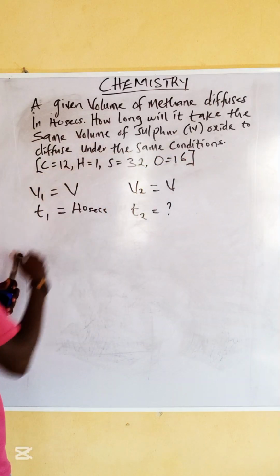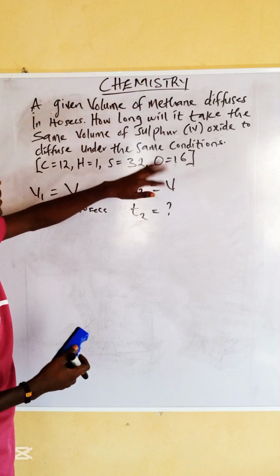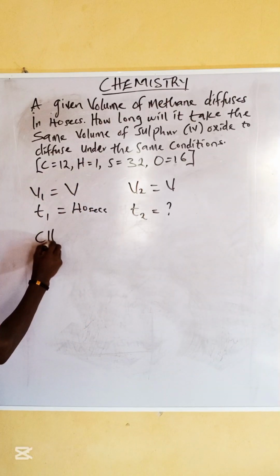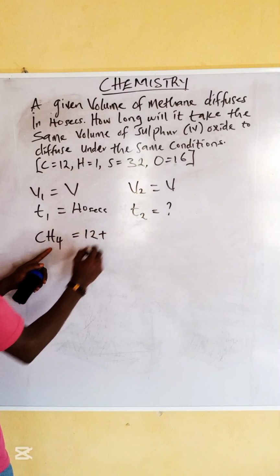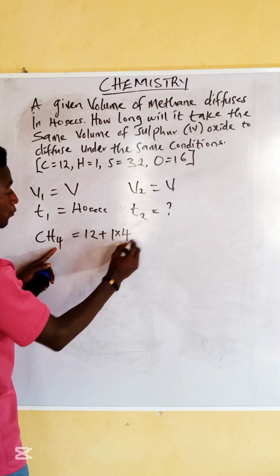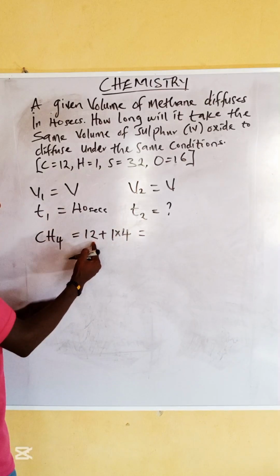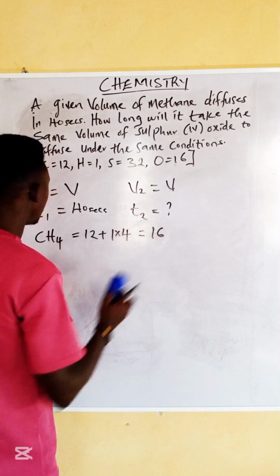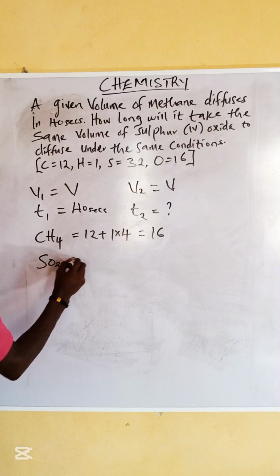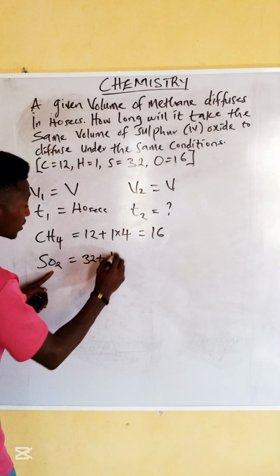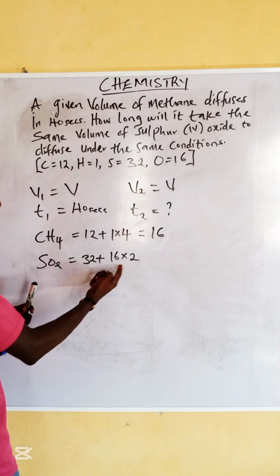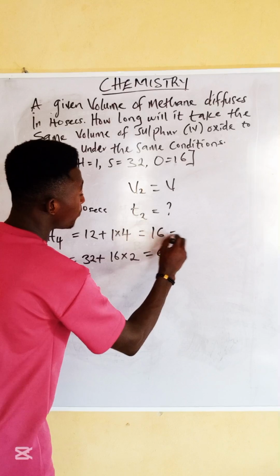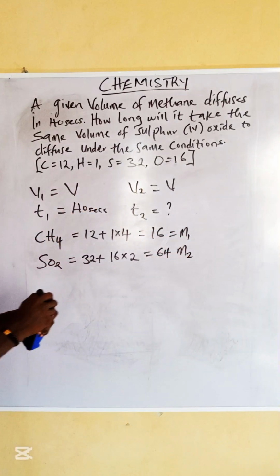Good. So let's first get our relative molecular mass for methane and sulfur 4 oxide. Methane is written as CH4. Carbon is 12 plus hydrogen is 1, so 4 times 1 is 4, plus 12 is 16. Then how about sulfur 4 oxide? That is SO2: sulfur is 32 plus oxygen is 16 times 2, which is 32, plus 32 equals 64. So we can put this as our M1, and this as our M2. Are we together now? Good.